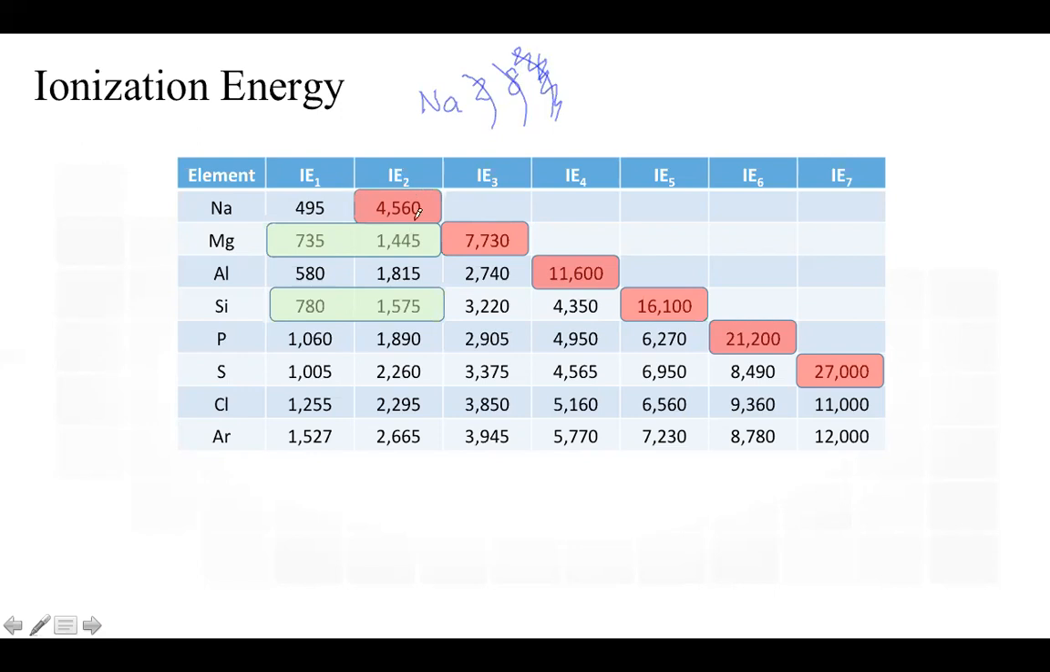So where you see that huge jump, that tells you you've moved from the outer energy level into a closer energy level. So it tells you how many valence electrons they have.